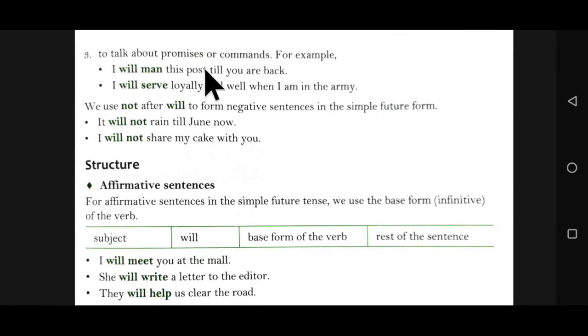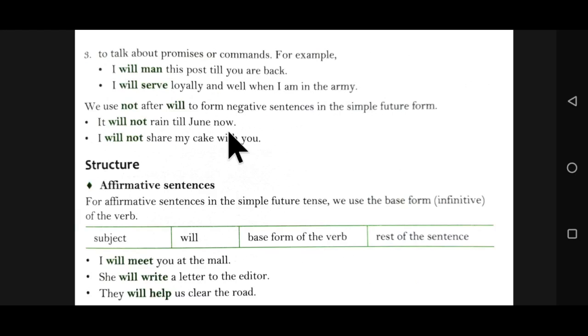Next is to talk about promises or commands. Example, I will man this post till you are back. Second, I will serve you loyally and well when I am in the army. So this is a promise that I will serve. Okay. And next is, we use not after will to form negative sentences in the simple future. So when we need to convert it into a negative sentence, we will simply put not after the helping verb. So it will not rain till June now.